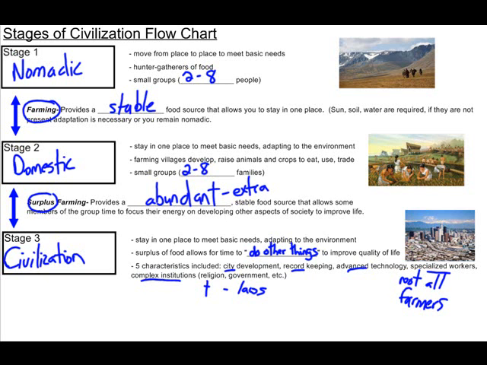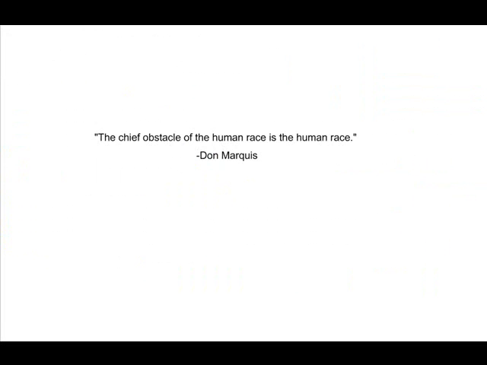Now I'm going to leave you with a quote, as always, which says, the chief obstacle of the human race is the human race. What I would like you to do is to take a couple minutes, review your notes, and then try to address that quote on a half sheet of paper, about a paragraph, anywhere from 4 to 5 sentences long, and bring that to class tomorrow. We're going to start with that quote tomorrow. The chief obstacle of the human race is the human race.